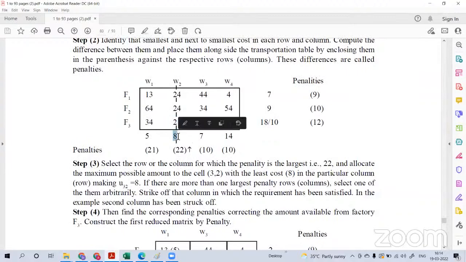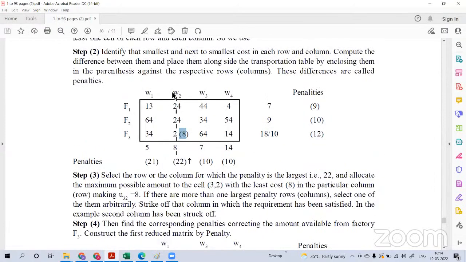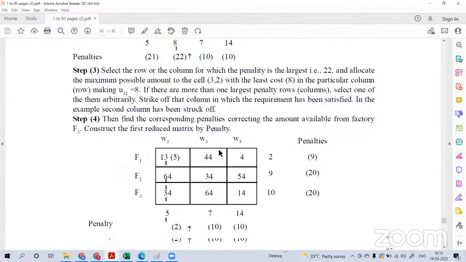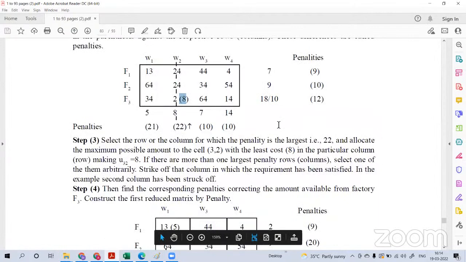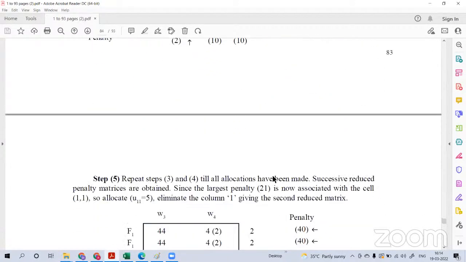In that minimum, for its row availability and supply, I will allot the minimum of both. Between them, 8 is the minimum. Demand is the minimum, so I am allotting the demand here. After that, since the demand is satisfied, I will remove this column, W2. So I take W1, W3, W4 and F1, F2, F3. Now the penalties and availability, supply and demand, I will allot again.